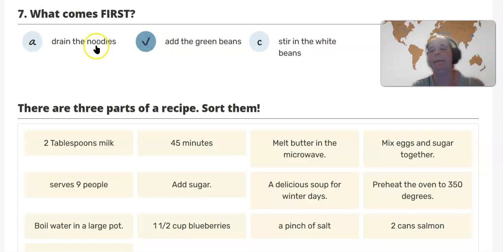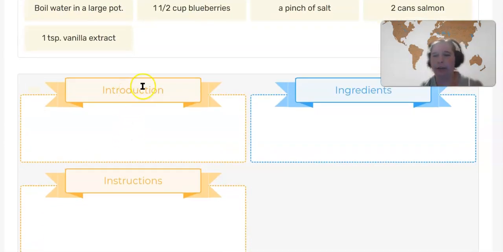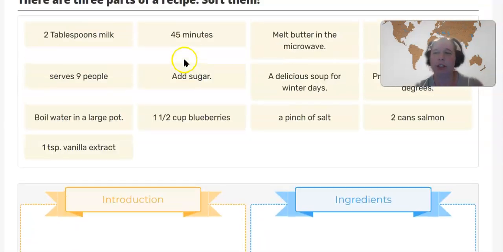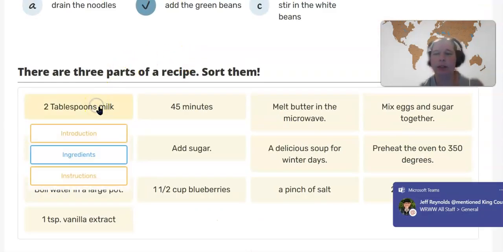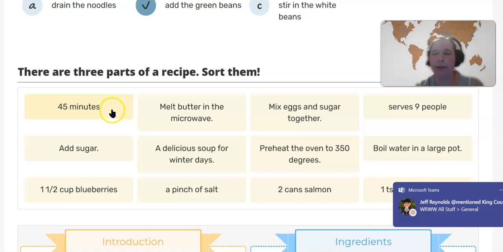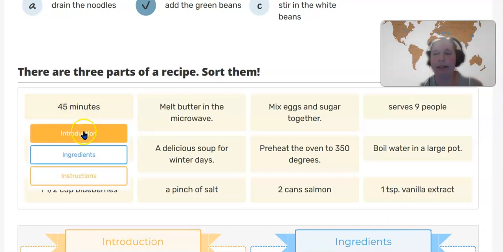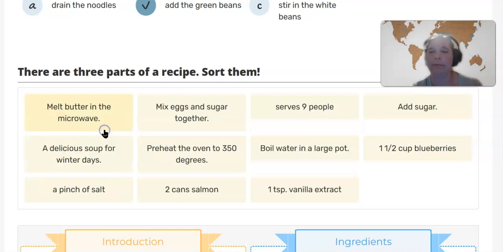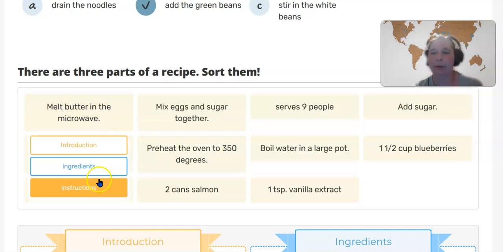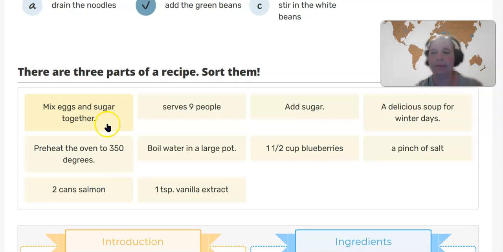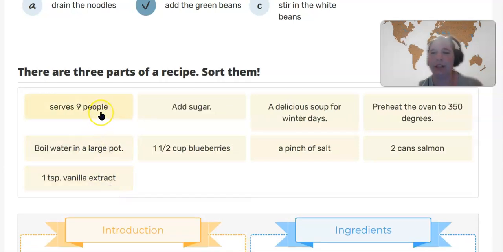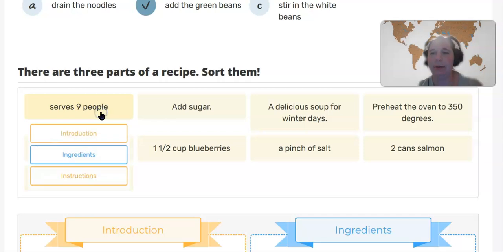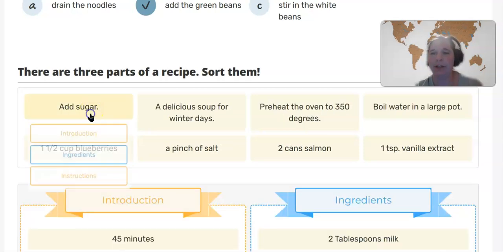Yes. Okay. There are 3 parts of a recipe. Let's sort. Oh, fun. Okay, so we have introduction, ingredients, or instructions. Milk, ingredient. 45 minutes. That would be in the introduction part. It tells you how long to expect to cook. Melt butter in the microwave. Instructions. Mix. Instructions. Serves 9 people. Introduction. Add sugar.